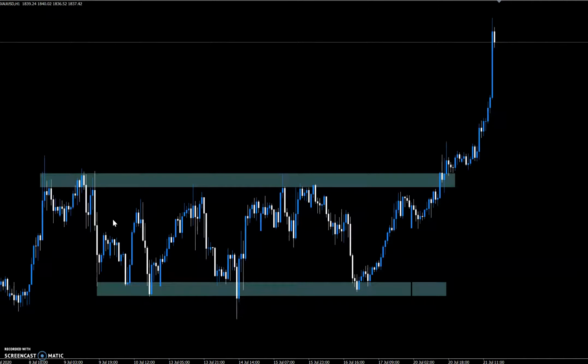So we're going to start by analyzing the 1 hour chart. On the 1 hour chart, we're just going to look for major areas of support and resistance that I've marked with these boxes, and we're also going to look for the trend.